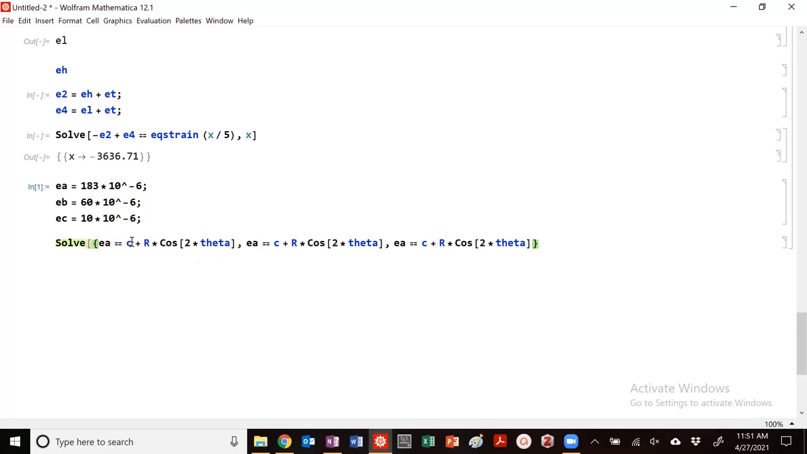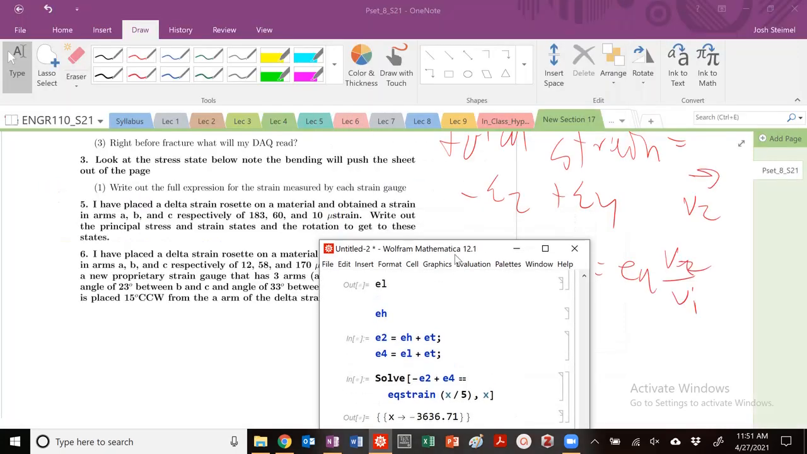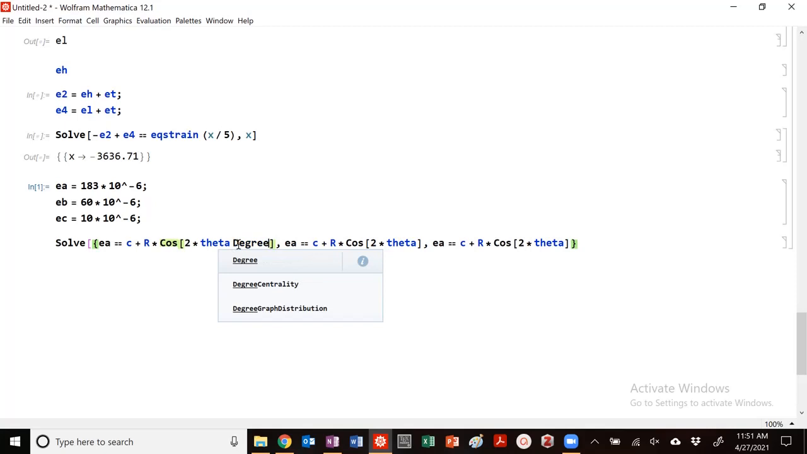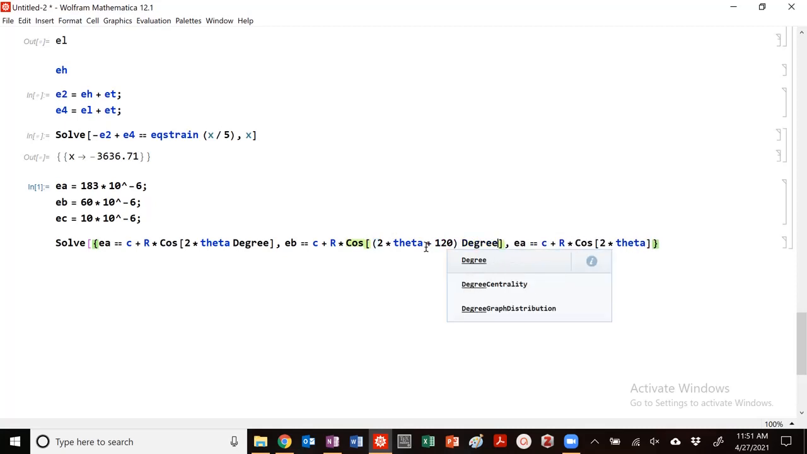So if I'm choosing EA as my reference, what type of rosette is this? It's a delta rosette. So our delta rosette will be a rotation of, I need to make sure I'm in degree mode. So for my B, I'm going to rotate counterclockwise 60 degrees. So that is going to be 2 theta plus 120 degrees. And then for C, it's going to be 2 theta plus 240. So there's my answer. Go here, solve for theta.